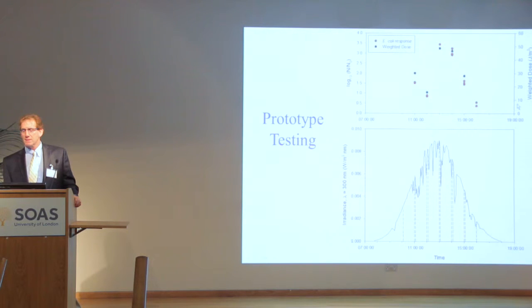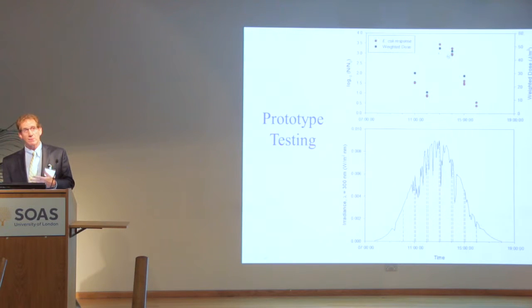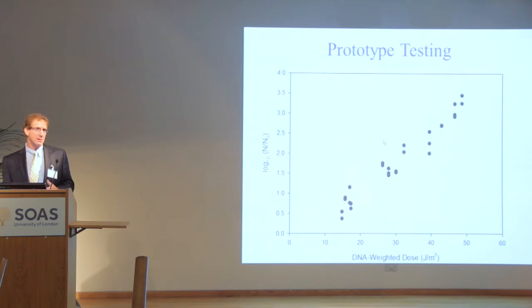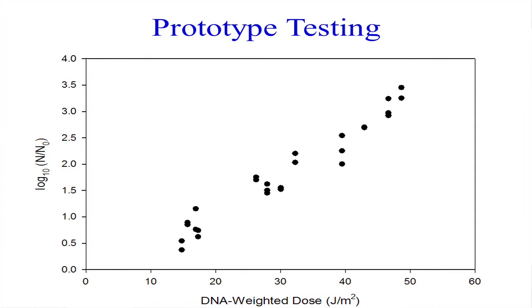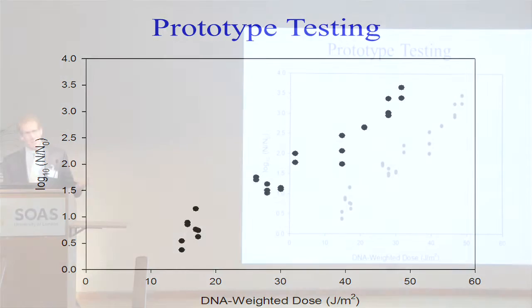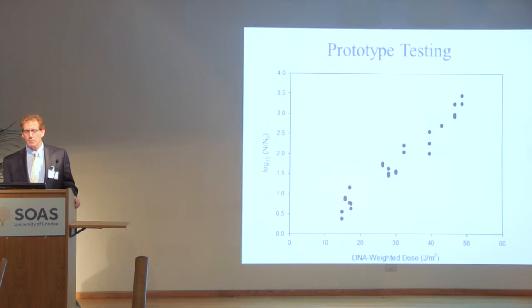On the right vertical axis of the top panel is the so-called DNA weighted dose. We can calculate the dose of radiation based on DNA weighting, and you can see that the weighted dose in black tracks very well with the inactivation response that we see for E. coli. In fact, if we look at a larger data set, what we see is that there is excellent prediction of microbial inactivation based on this DNA weighted dose. DNA weighted dose is something that we can measure in real time. We can calculate it in real time based on real time measurements. So we have a control parameter that we can use to monitor and control the behavior of this system.